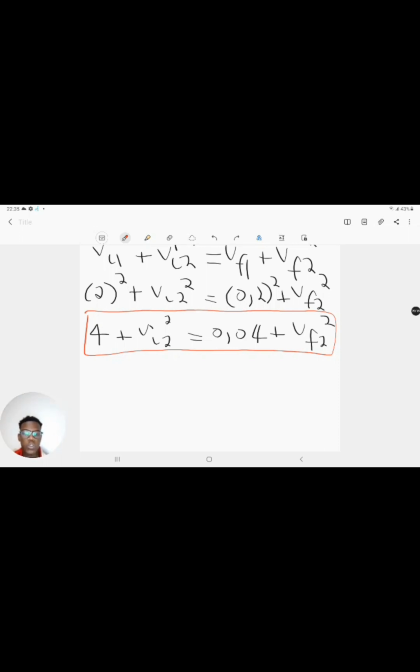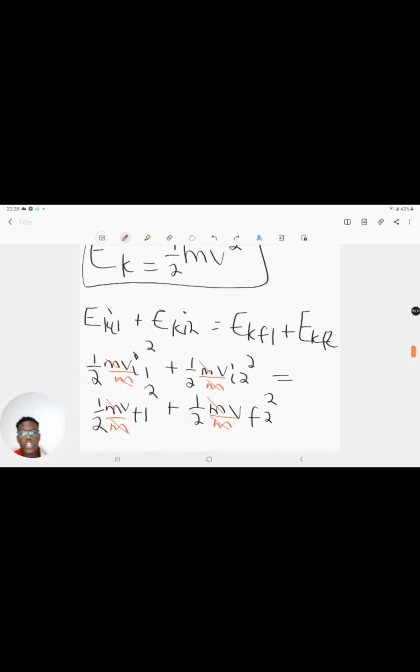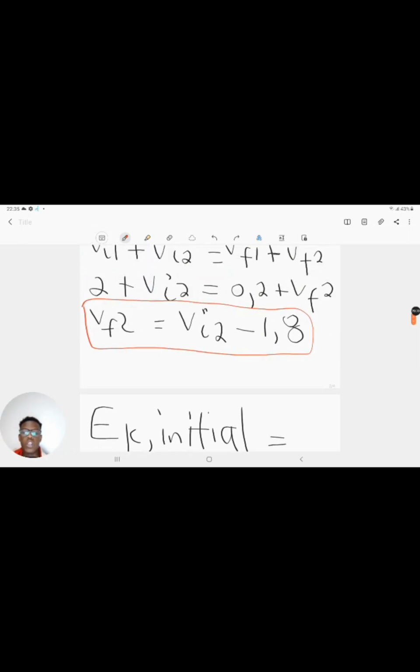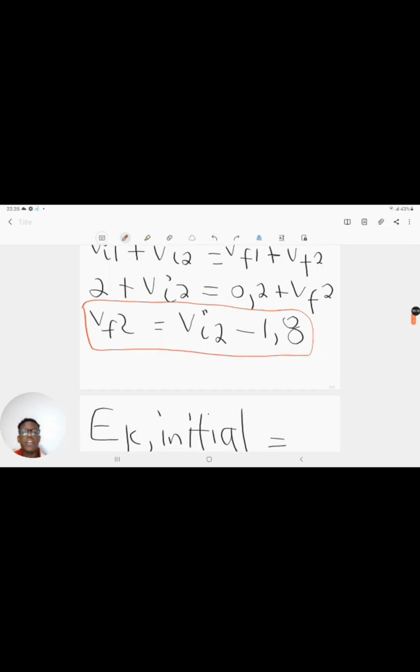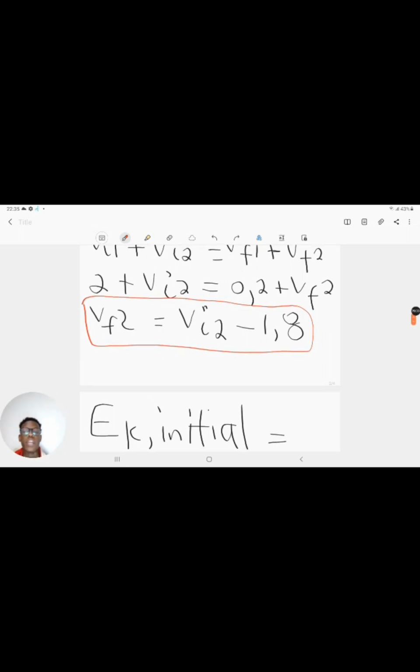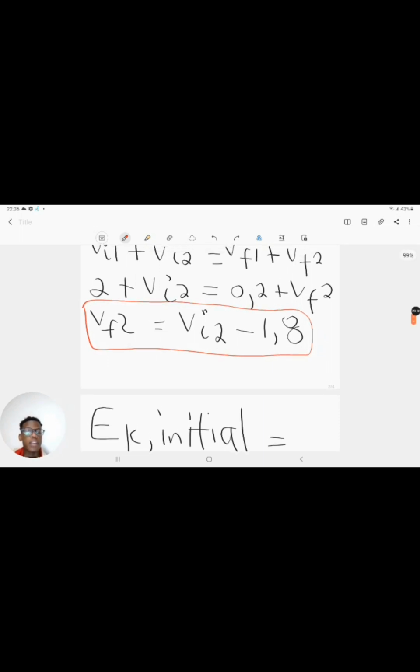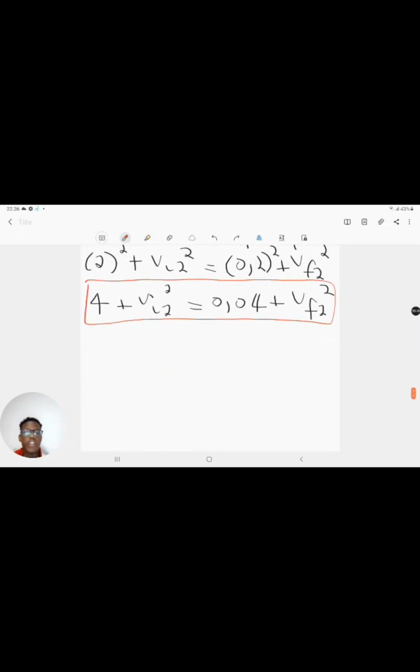So we will substitute. If we go back to our first equation, vf2 is equal to that, right? So wherever we see vf2, we're just going to substitute vi2 minus 1.8. That's exactly what I meant when I said I'm going to make vf2 the subject of the formula, so that we can remove vf2 in our second equation. So there's vf2 there, and we're going to substitute it there.